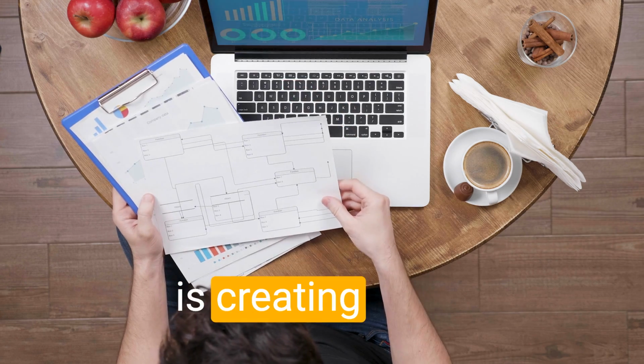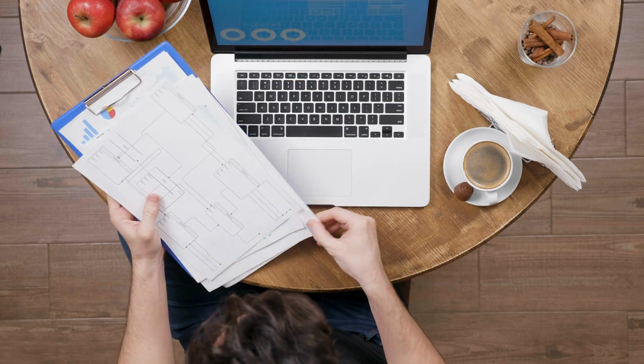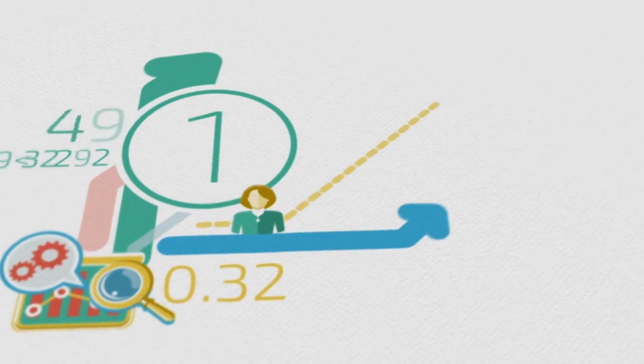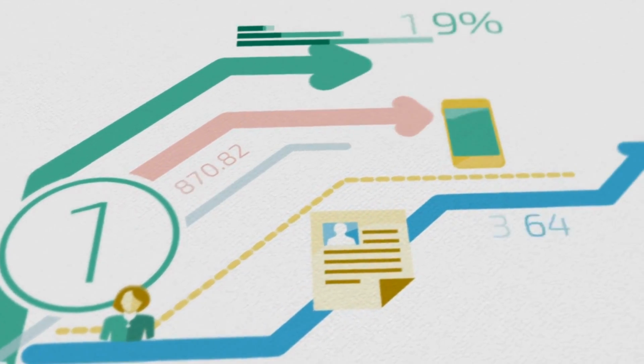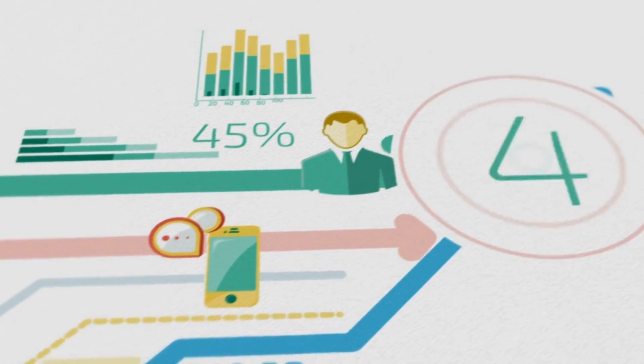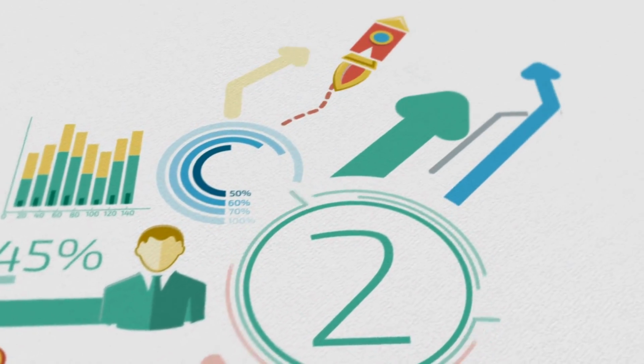Next is creating SOPs to document your processes. So standard operating procedures, or SOPs, are documents that provide detailed breakdowns on how to complete the essential tasks needed to maintain your business.